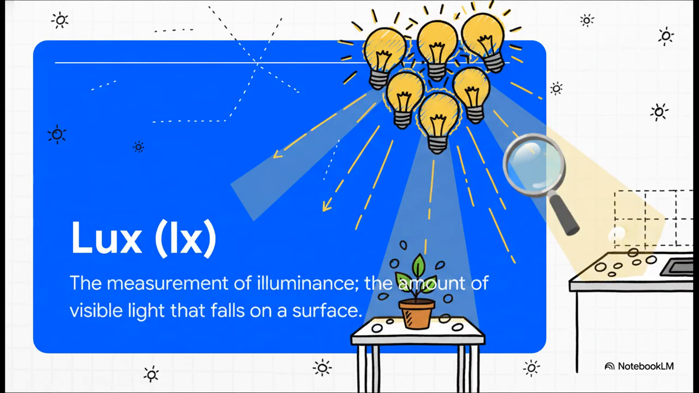Okay, next up is lux. So if lumens are the total water inside the can, lux is the amount of water that actually lands on the plant. See the difference? Lux measures the light that arrives at a specific surface: your desk, the kitchen counter, the book you're reading. This is what our eyes actually perceive as brightness.